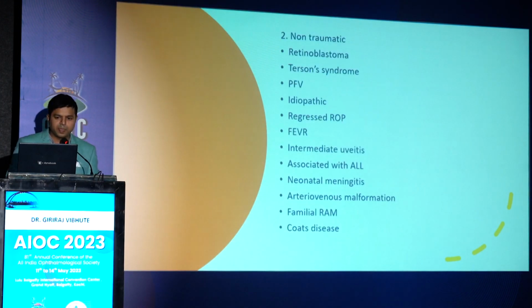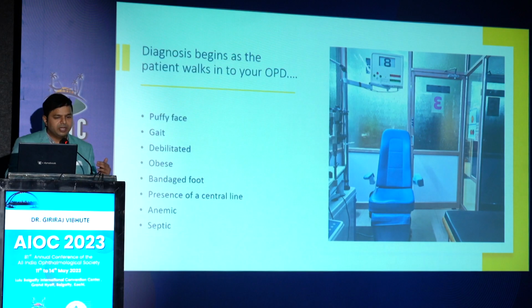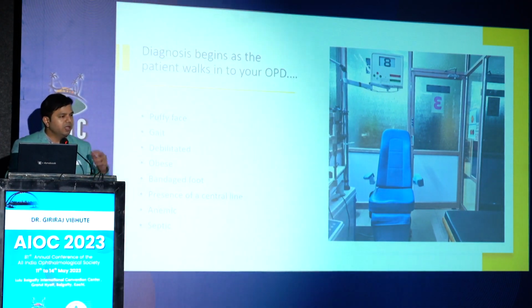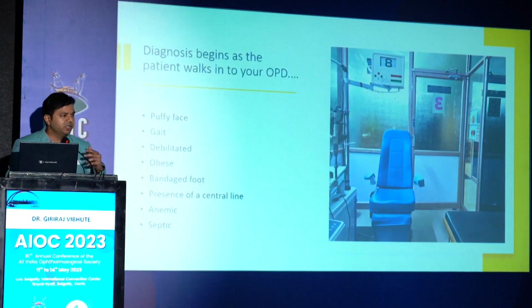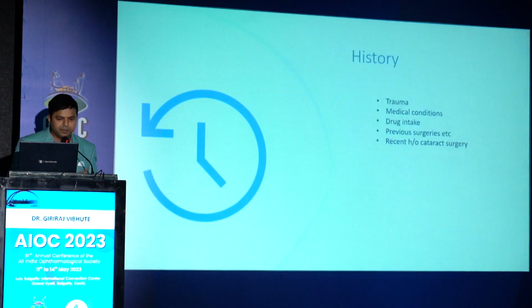so this is just a list, I will not go into that. So diagnosis for a vitreous hemorrhage patient, you start thinking about the diagnosis as soon as the patient enters your OPD. The patient may be having a puffy face, you have to look at his gait, he may be debilitated or he may be obese, and he may be having a bandage to his foot, or there may be a central line poking out of his neck. He may be looking pale, or he may be looking septic, for which he is being treated.